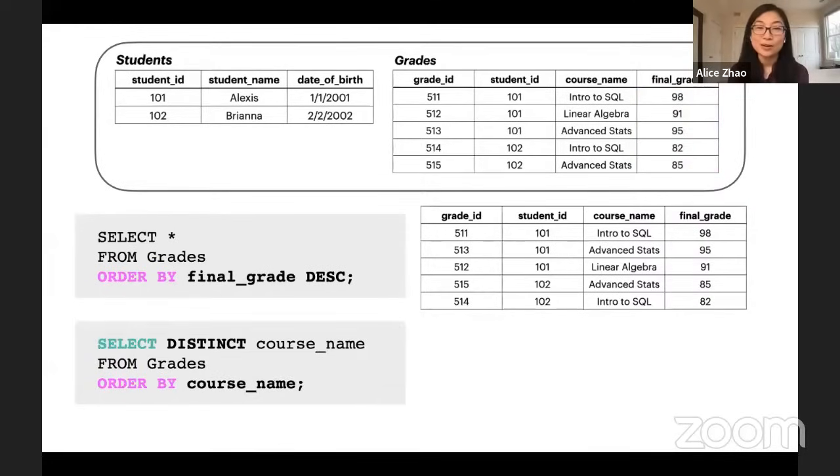I can also add some additional keywords here. So in this case, I want the distinct course names, meaning I see 5 rows of data, but I only want the unique ones. And so there's only 3 unique course names. So distinct course names will give me those unique values. And then I want to order by it, which means it'll sort it alphabetically. If you leave out the descending, it's going to sort it alphabetically.